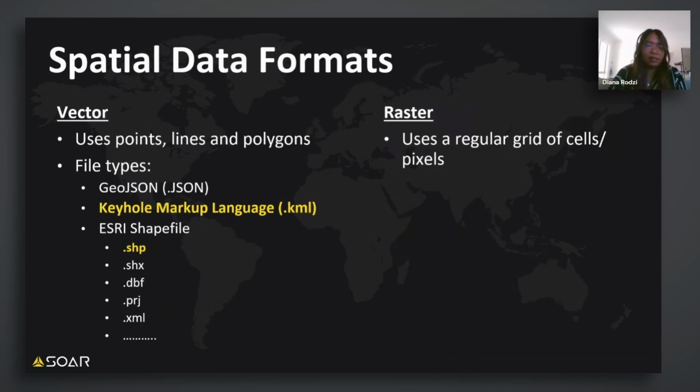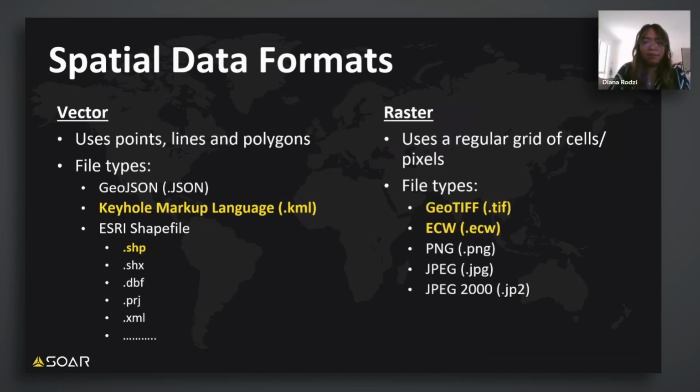And then we have raster data formats. So remember, raster uses a regular grid of cells and pixels. So it needs to be a field-based file type. So the one that we'll be most familiar with is a GeoTIFF or an ECW. GeoTIFF is more widely used now. ECW is a bit of an older format, so it's not really supported in a lot of newer GIS applications, but it's still out there, and even on Soar, we still take it.